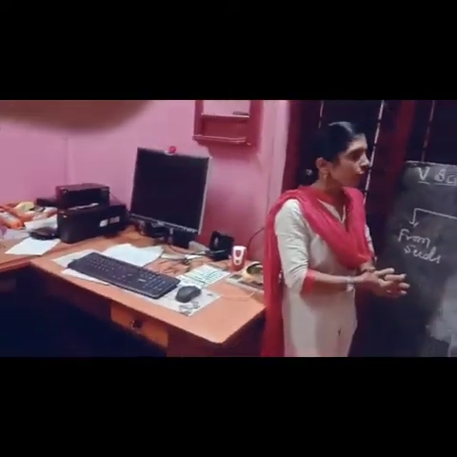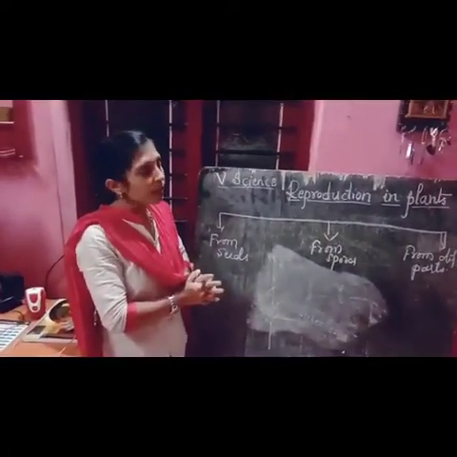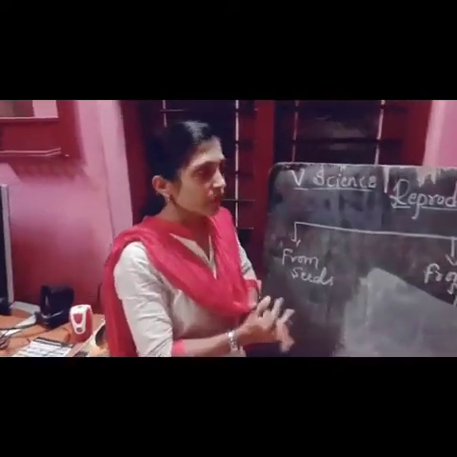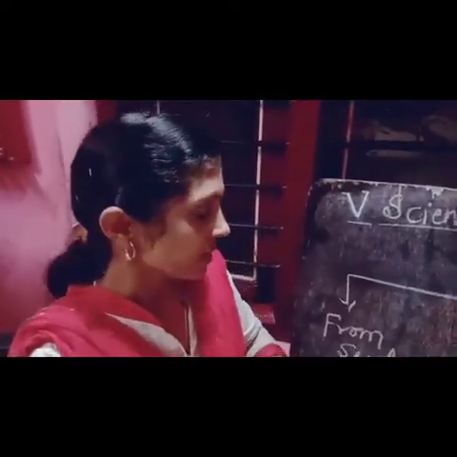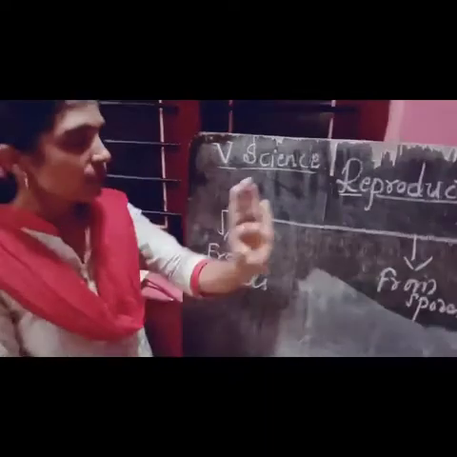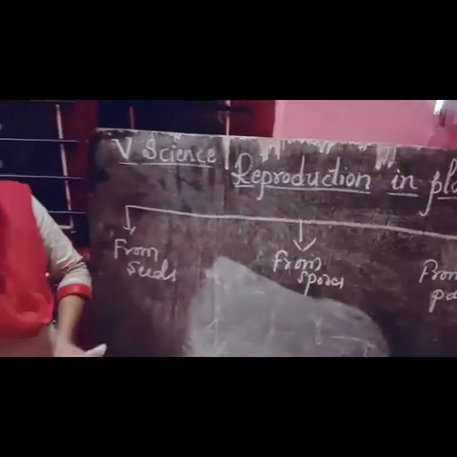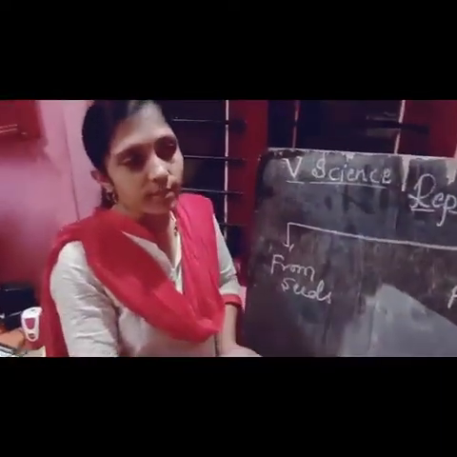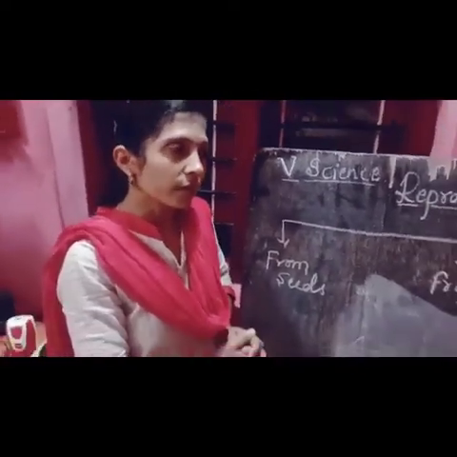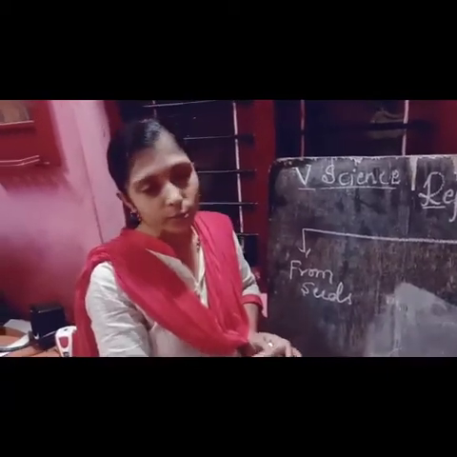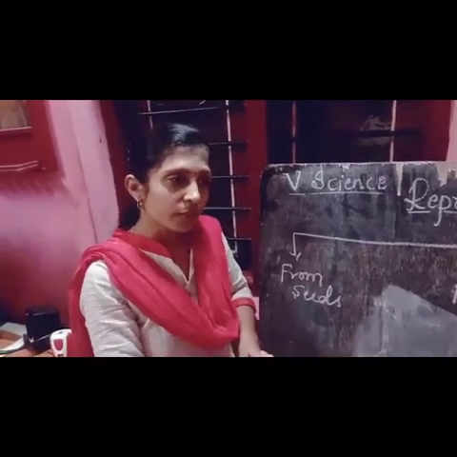In this lesson you are going to study the different modes of reproduction in plants, the different ways by which a plant reproduces. A plant mainly reproduces in three ways. A plant reproduces from seeds, from spores, and from different parts of its body. Now from seeds: if you take one small seed and sow it in the soil, after a week or two you can see a small plant growing in that place. So we say the seed has germinated.